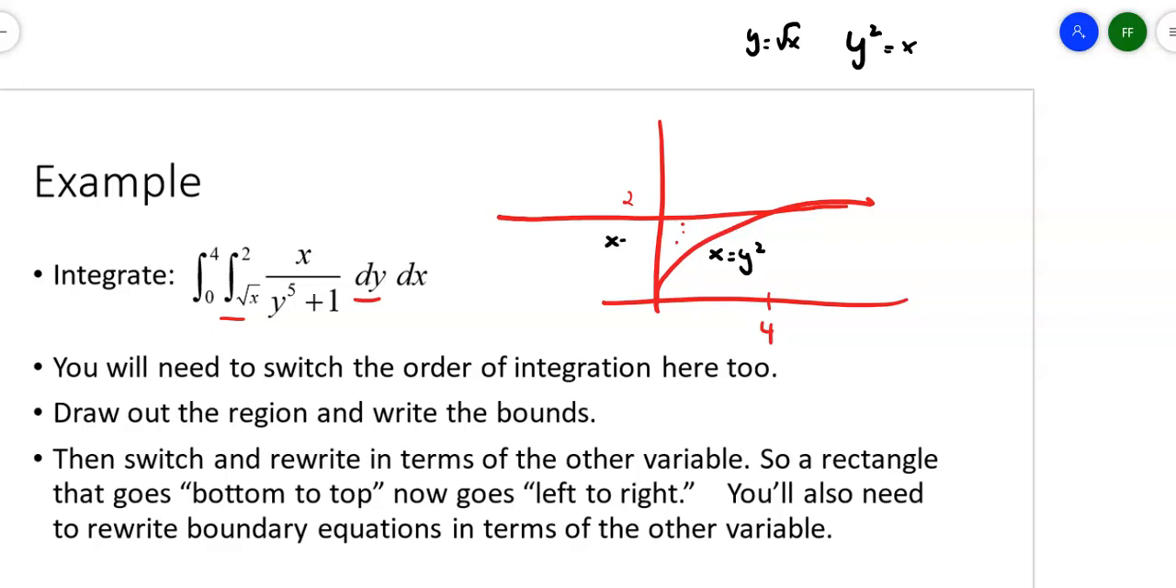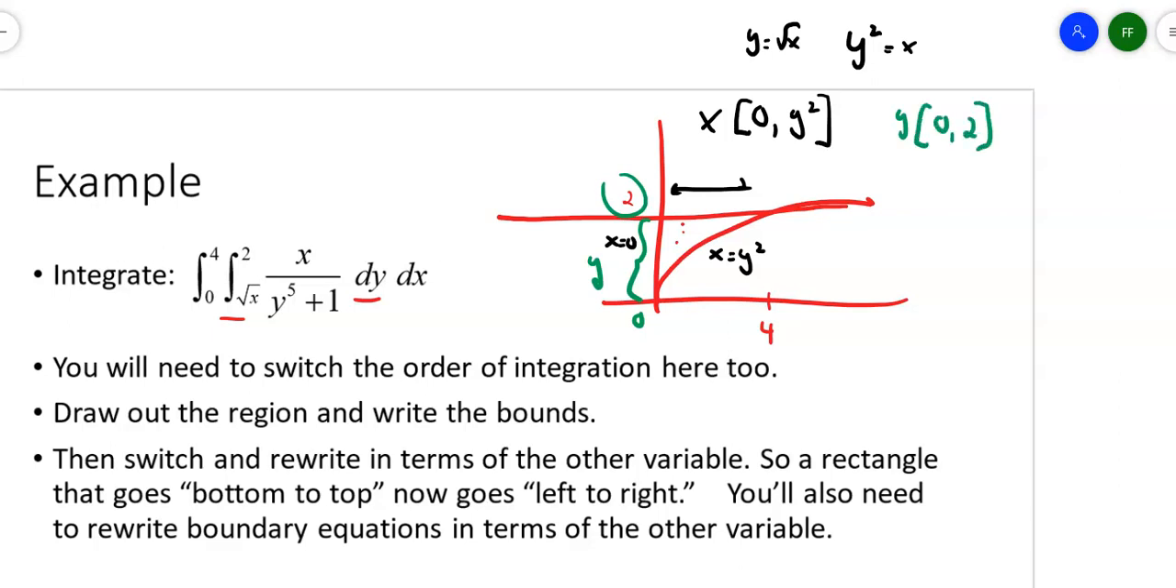That left-hand function, which is the vertical axis, is x equals 0. So when I go from left to right, where are my x's going from? My x's are going from 0 to y squared. And now the y's are the easier case, right? The y's over here are just going from 0 to 2. So now I've rewritten them in the order that I want to do them.